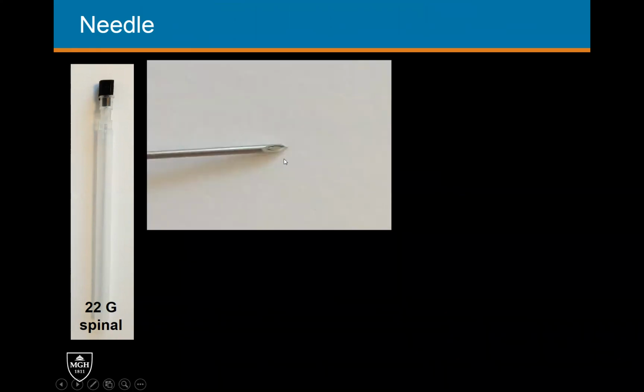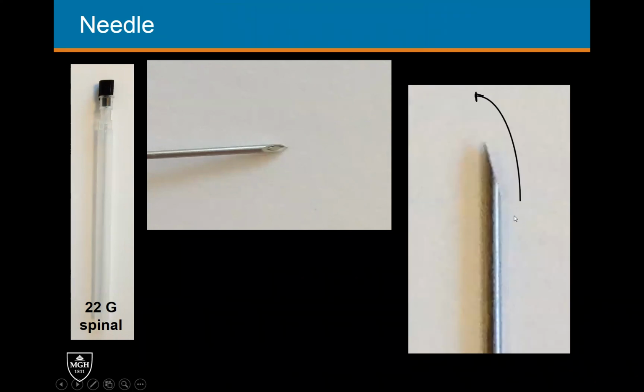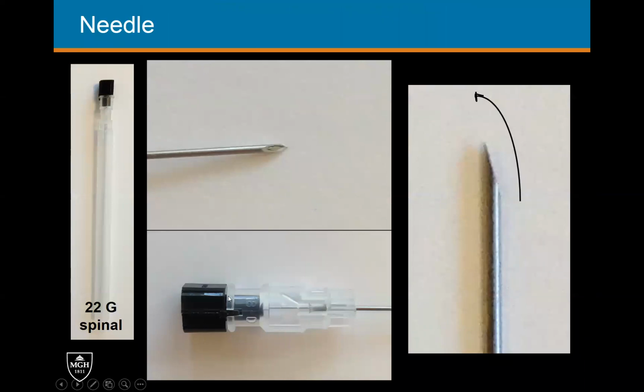All right, and then lastly, in terms of the tools, we use a 22 gauge spinal needle for most of our procedures. And there's something very interesting about this needle, which is that it has a bevel. And this bevel means that the needle tip will tend to drift away from this bevel. So as I advance, it's going to move in this direction. And the notch that's on the top of this needle actually is in the same direction as the bevel.